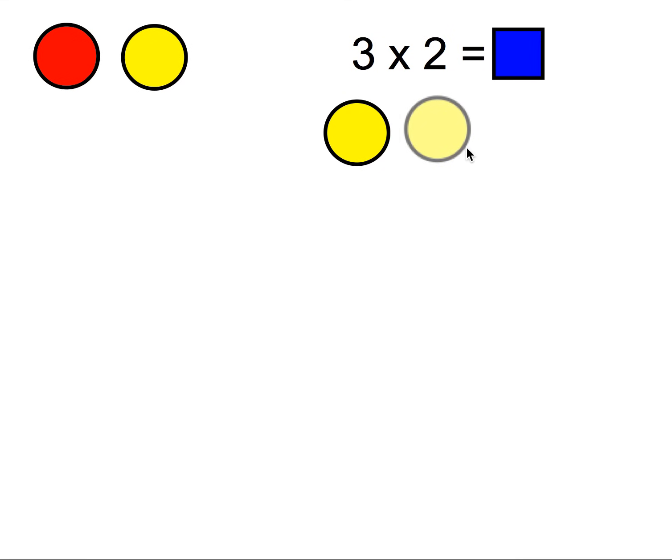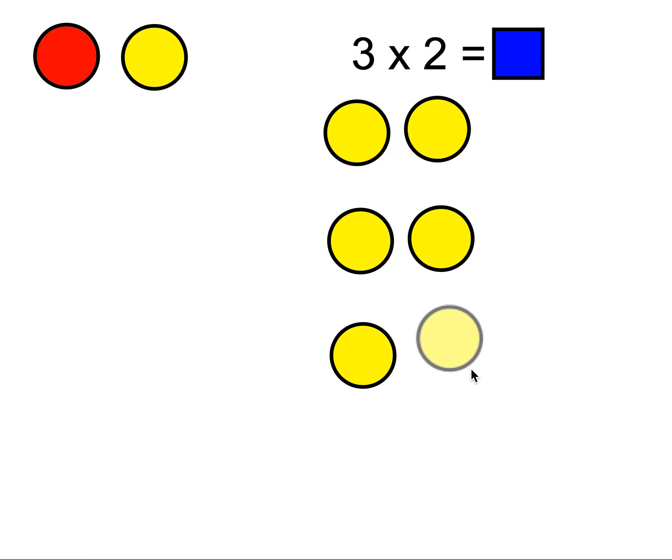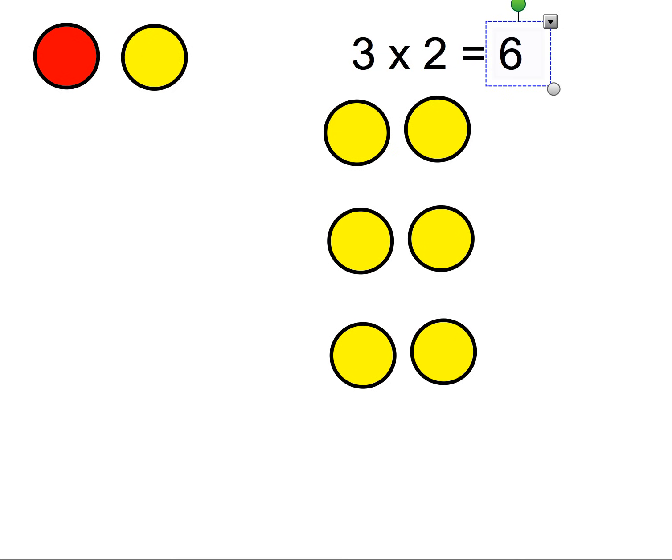So we've got 1 group of 2, 2 groups of 2, 3 groups of 2. So we now have 3 groups of 2, which means we have 6 positive counters. So 3 times 2 is 6. It's pretty easy that way.